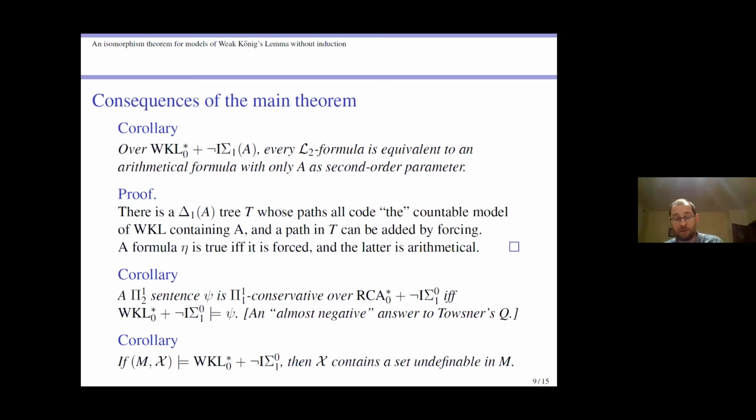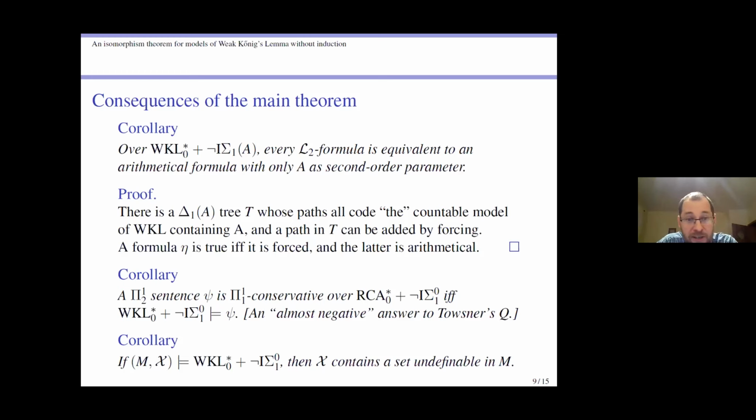So for the rest of the talk, I wanted to talk a little bit about consequences, and then I'll have a loosely related problem at the very end for all of you. So here's the first consequence. In this context, where weak Kőnig's lemma star and sigma 1 induction fails, the analytic hierarchy collapses to the arithmetical hierarchy. Incredible as that may sound, it did to us at first.